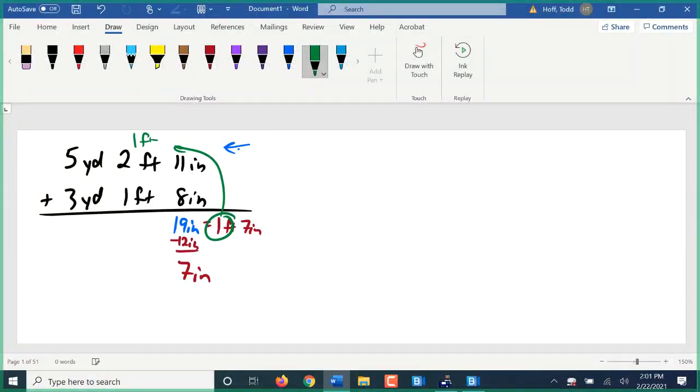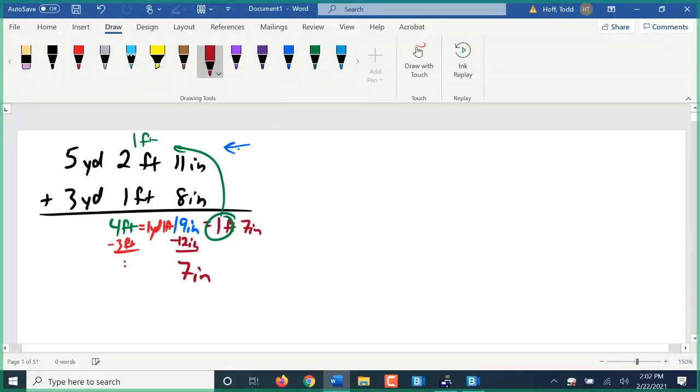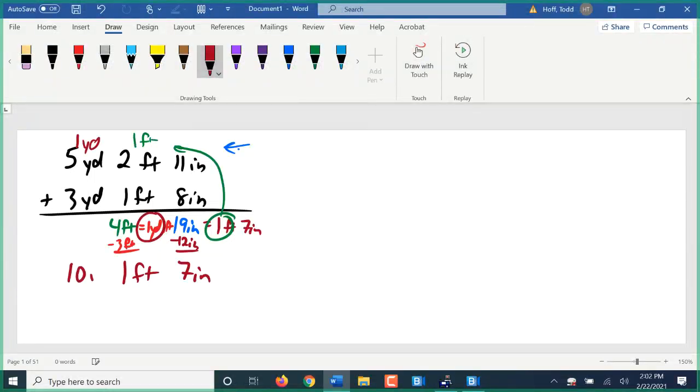7 inches left. First time we have to carry the 1 foot. 1 and 2 makes 3, plus another 1 is 4 feet, which is bigger than a yard. We get 1 yard out of that, with 1 foot left over. Again, if we don't know how many feet are left over, we can subtract 3 feet in that 1 yard. Gives us 1 foot left over, and then we'll carry the 1 yard. 1 and 5 makes 6, plus 3 is 10 yards.